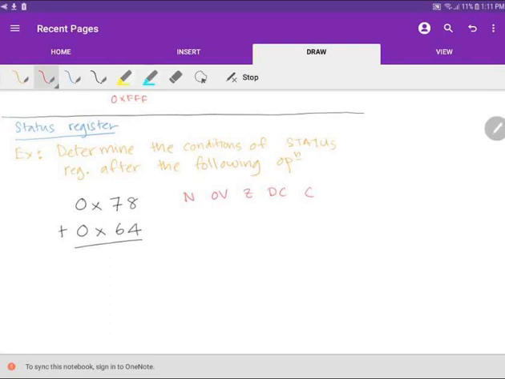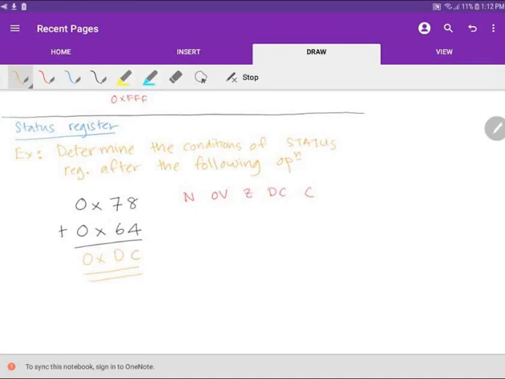So how can we solve this? What is 8 plus 4? It's 12, which is C. So you write here C. 7 plus 1, 7 plus 6, that is 13. 13 is D. So you get the answer hex DC.